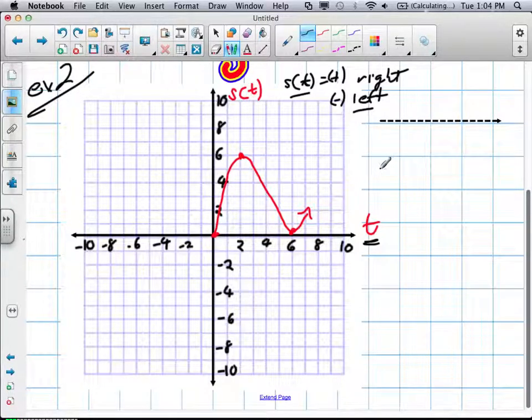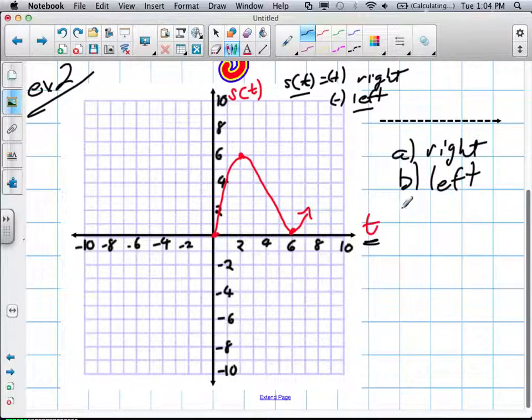So the question says, when is the object moving right? We already answered that. When is it moving left, and when is it at rest? So we have to find A to the right, B to the left, and C at rest. Okay? And we'll draw these horizontal movements in a moment.